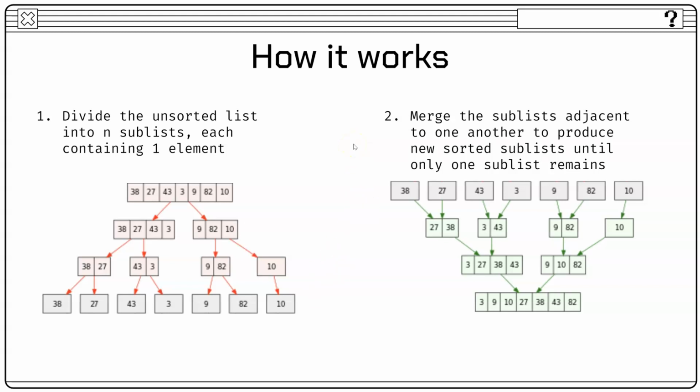Then the next step is to merge the sublists adjacent to or beside one another to produce new sorted sublists until only one sublist remains. And this will be your sorted list. So we're going to merge until you have a final array, which would be your sorted list.